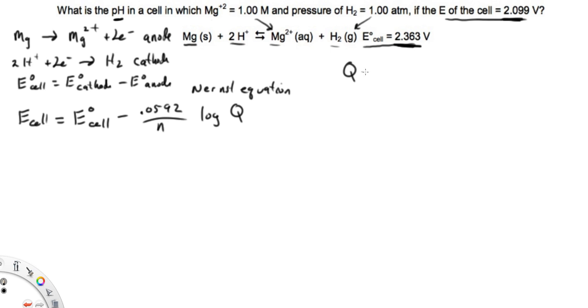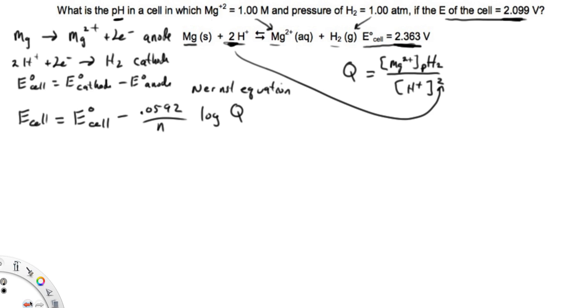So in this case, Q we would find very similar to the way we find our equilibrium constant. Q is going to be products over reactants. So magnesium ion, it says, is 1.0 molar. We're going to just put that here. And then we have H2. But that's a gas, so we would put the pressure of H2. And then on the bottom, the only species in solution is hydrogen. You can see that this has a 2 as the coefficient, so we're going to put a 2 there, and that's going to square it. So that's where that 2 comes from.